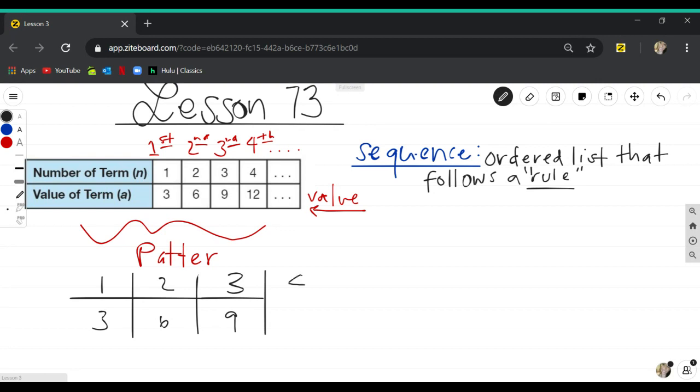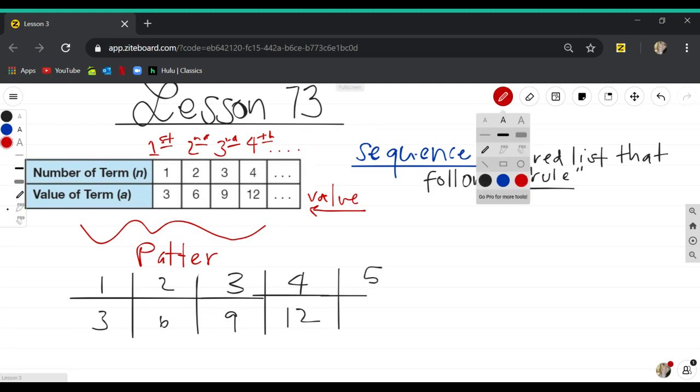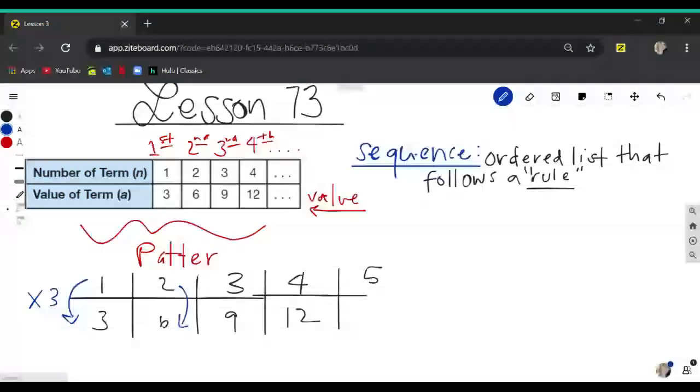Can you guys guess what the fourth one is without looking? Fourth is 12, and then 5. I'm going to assume, right? Because if I take a look at the pattern from here to here, I'm multiplying by 3 every single time, or I'm adding 3. So I'm adding 3, so this would be 15, right?